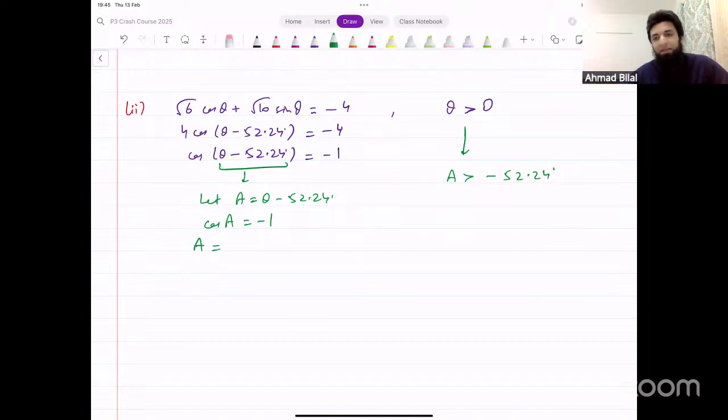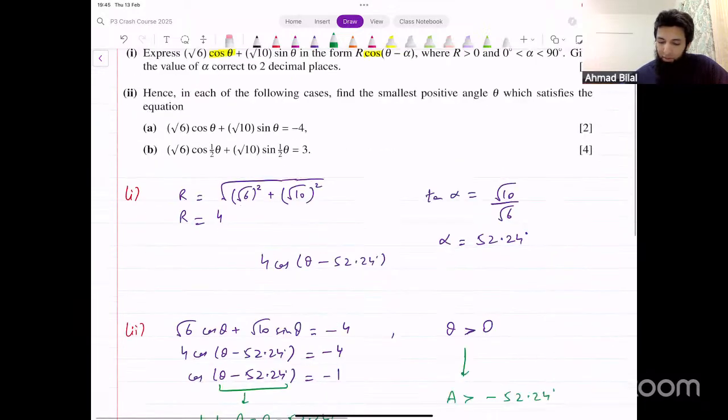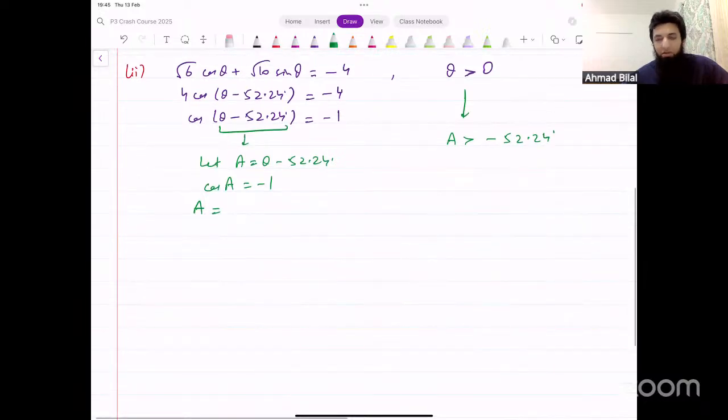When is cos negative? This is in degrees, right? Okay, yeah, degrees. When is cos negative 1? If you remember the graph of cos, this is what it looks like. Cos is negative 1 at this point. This is 180 degrees. And before that, it's negative at minus 180.